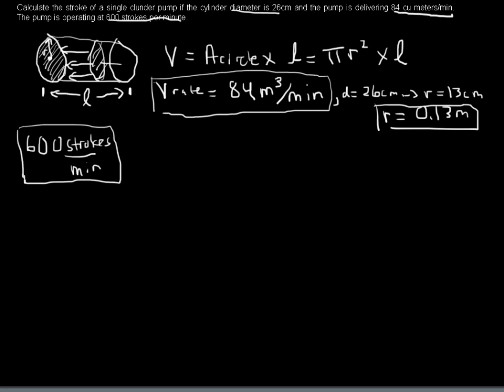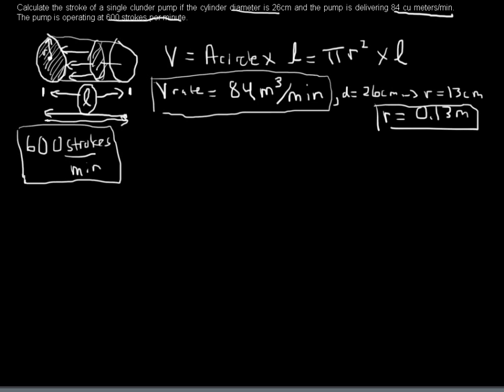So essentially we know that for every 1 minute, the piston is pushing from one side to the other, then back and forth, back and forth 600 times for every 1 minute. But that really doesn't help us if we don't know the length or the stroke of this right here.